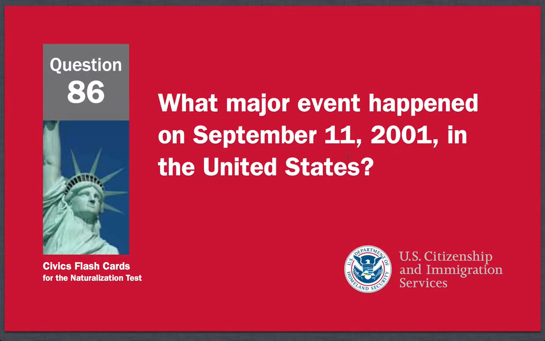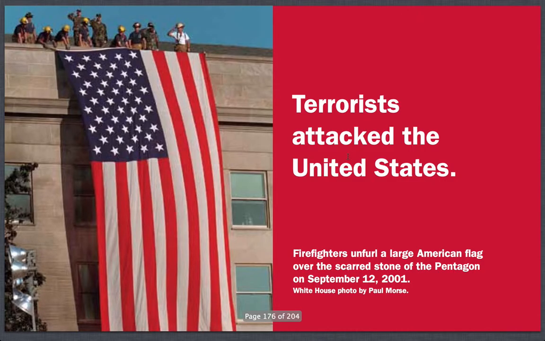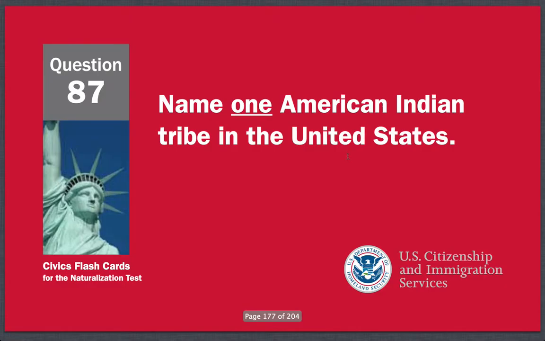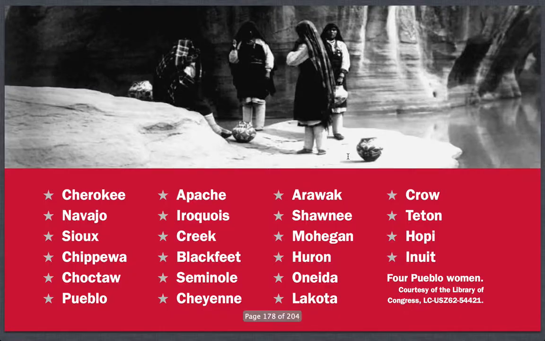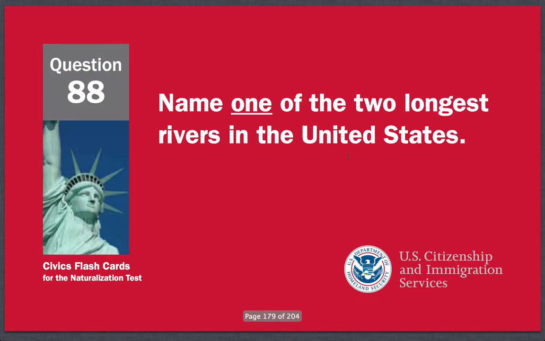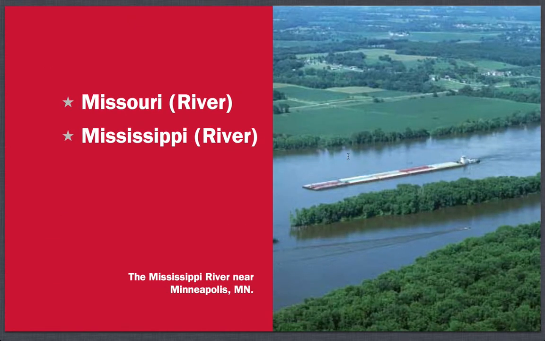What major event happened on September 11? Terrorists attacked the United States. And name one American Indian tribe in the United States. You have a bunch of them. Cherokee are well known, Apache are well known, and you can just pick one which you want to say, but you have to name two or three of them. Iroquois also well known. Name one of the two longest rivers in the United States: Missouri and Mississippi. Mississippi is very well known.